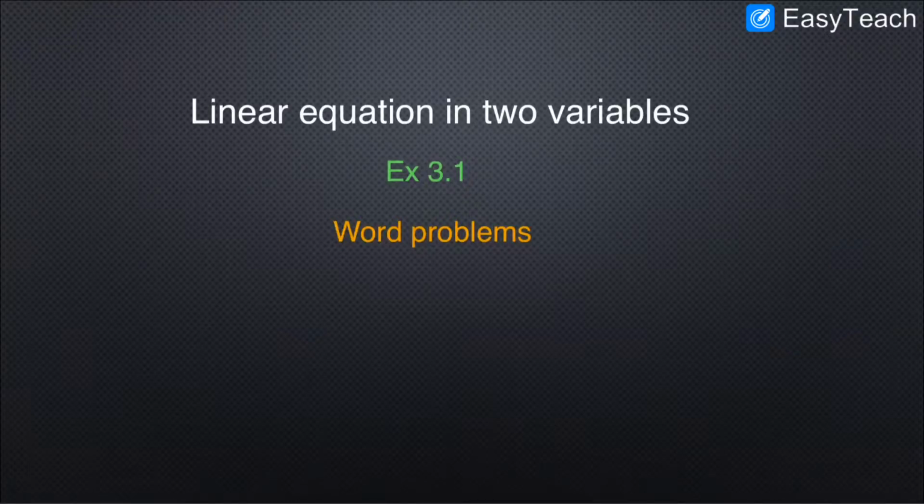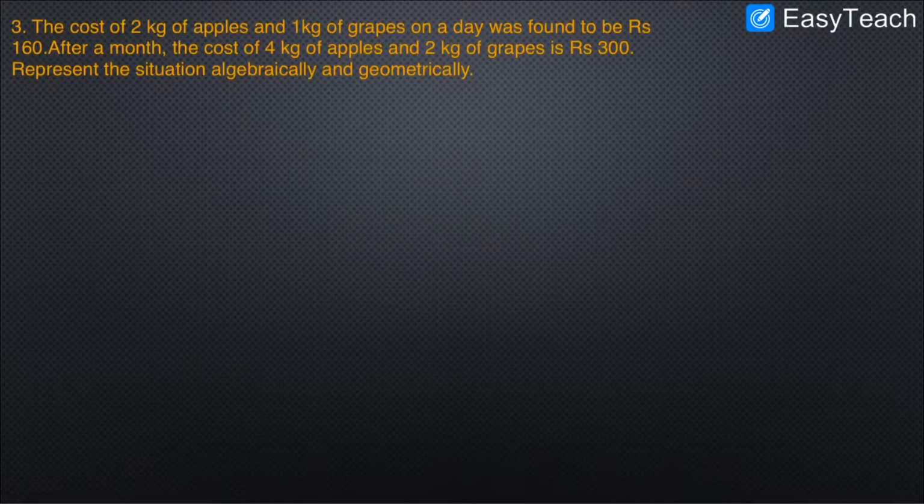Welcome to another session. We have been solving exercise 3.1. So this is the last problem from 3.1. The cost of 2 kg of apples and 1 kg of grapes on a day was found to be rupees 160. After a month, the cost of 4 kg of apples and 2 kg of grapes is rupees 300. Represent the situation algebraically and geometrically.